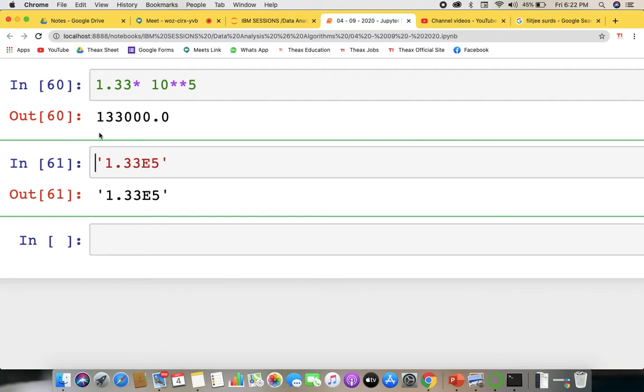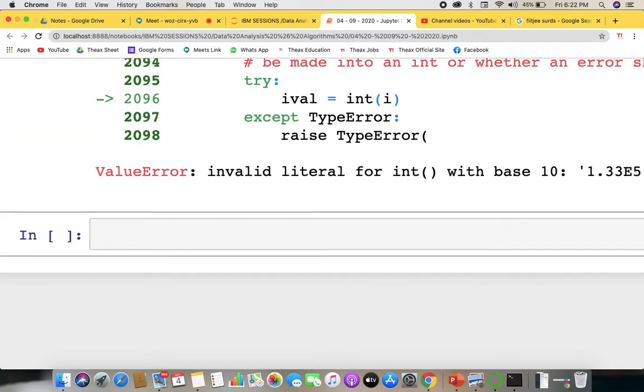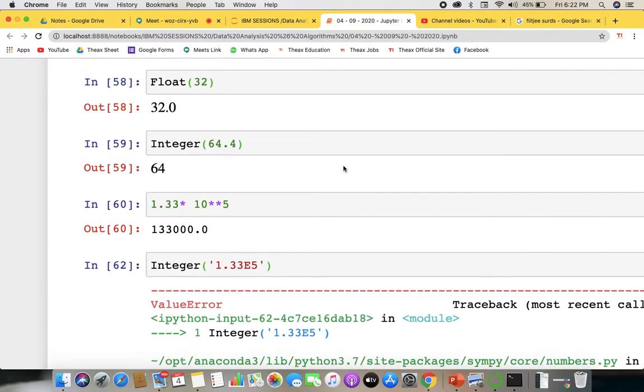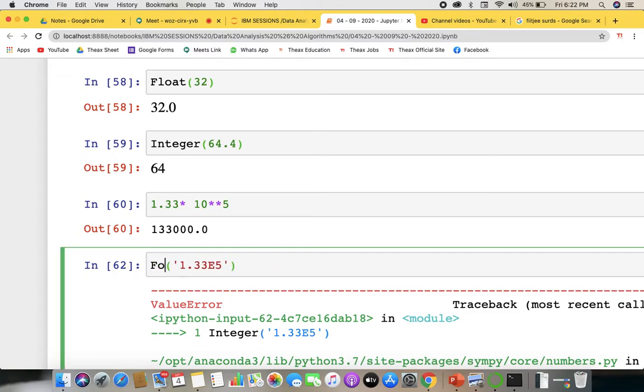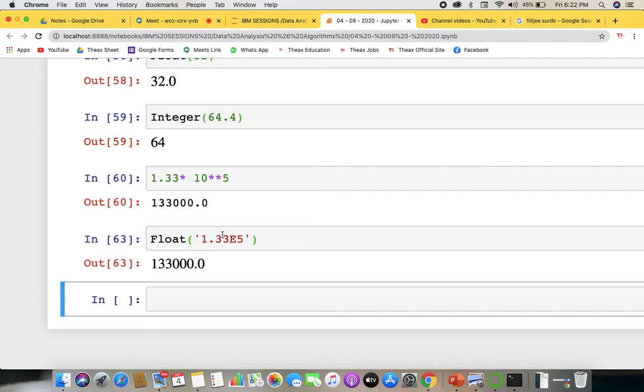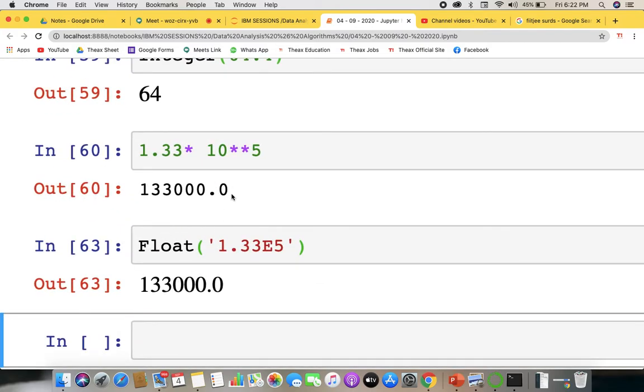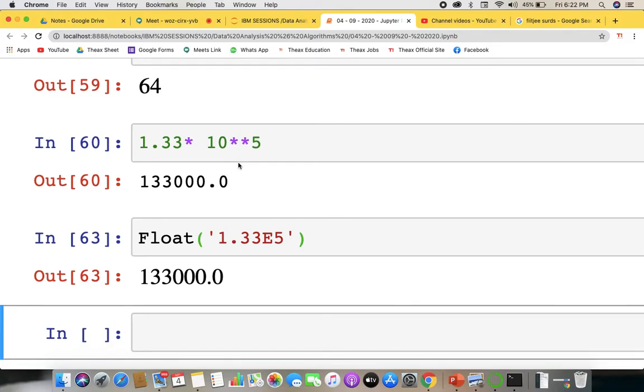And if I take an integer value of this, what are you going to get? An error. So what is to be done? To write a float. Can you see the exact value given in the above statement? 133,000.0. That is the scientific notation. Got it, my friends? Whenever you have to write any scientific notation, you can easily write it now.